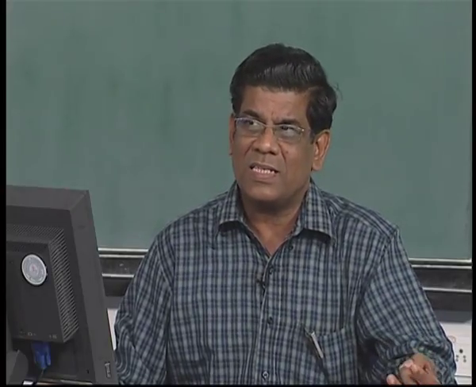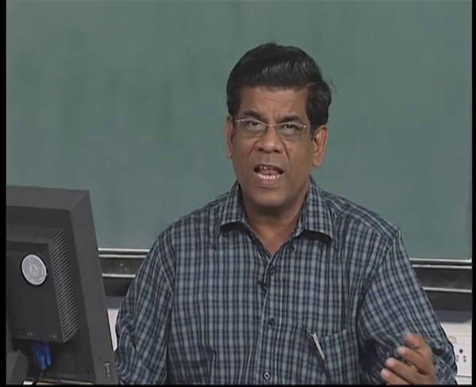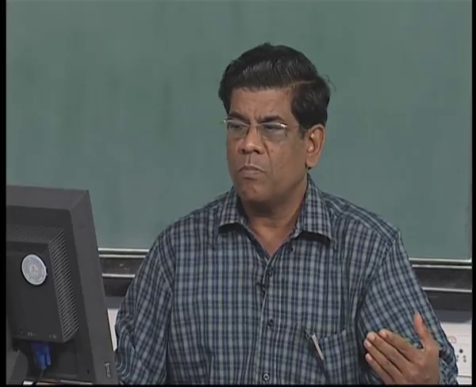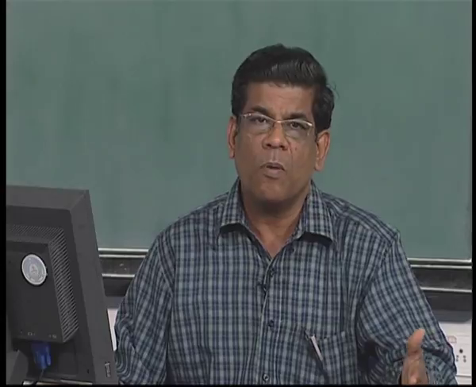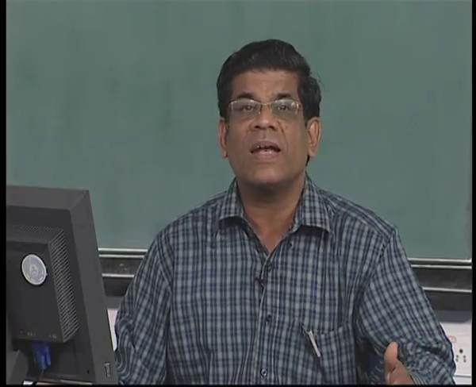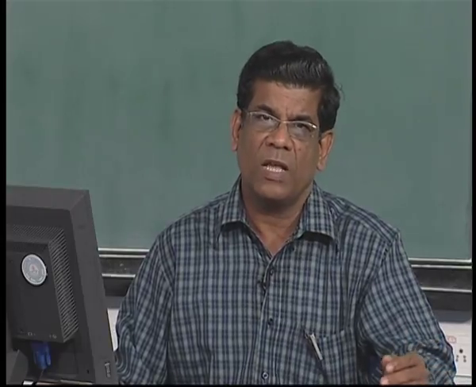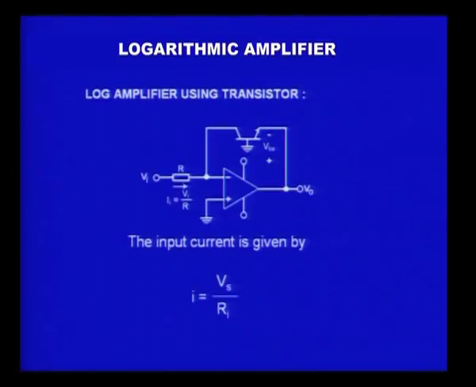because in a transistor the current to voltage relationship between the base and the emitter is exactly in a logarithmic scale over a much wider range compared to a normal diode. Therefore, usually we prefer to use a transistor in place of a diode in the feedback scheme. Now, I am showing you another circuit in which I have shown the diode being replaced by a transistor.